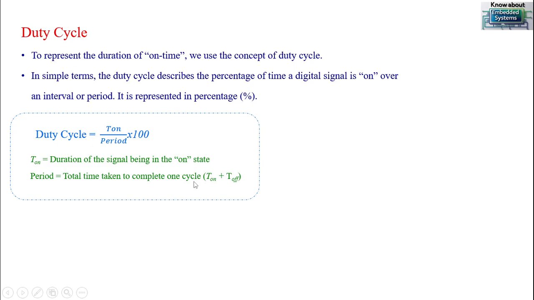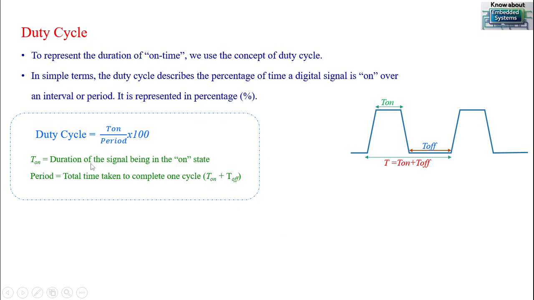So what do you mean by duty cycle? When we say duty cycle, it's controlling the on time of your pulse. You know that already, we will have a pulse. I have already explained this in the previous slide. So we have to control this on period. To represent the duration of on time, we use the concept called duty cycle, and it is a simple term: controlling the on period of your pulse is called duty cycle.